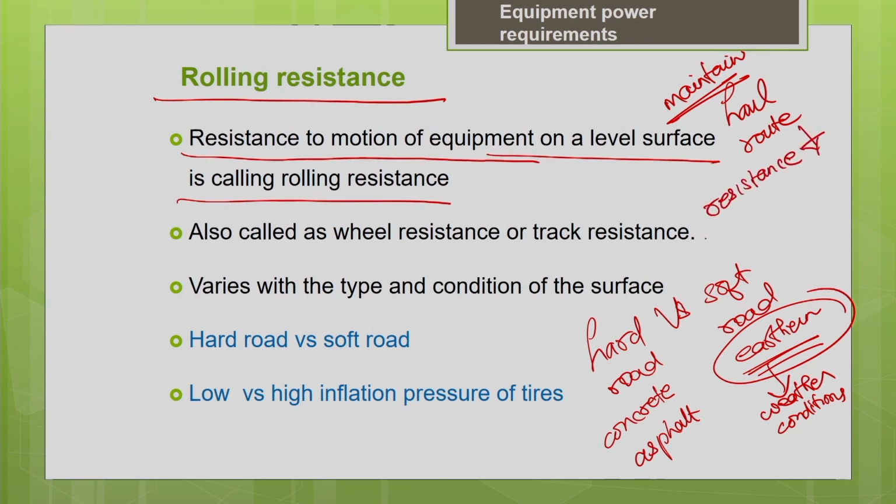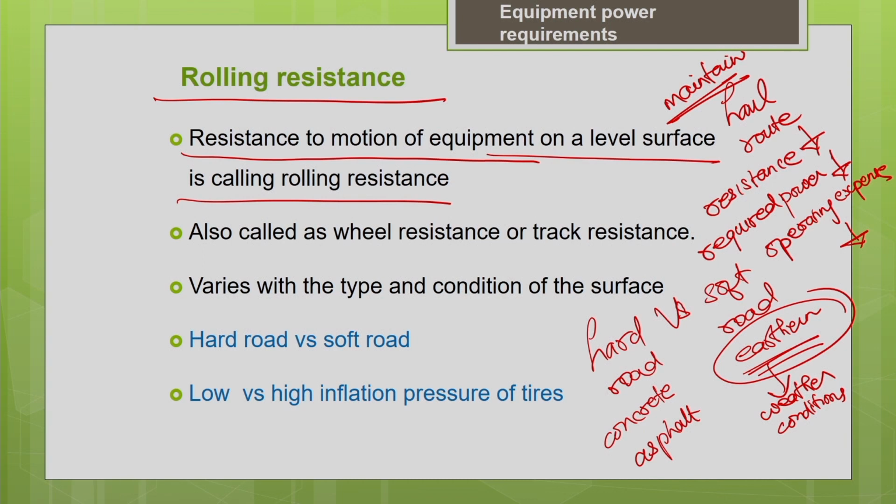If the resistance is less, your required power to overcome the resistance will be less. If the required power is less, your operating expense will be less. That is why it is always economical to maintain the haul route. So, if you maintain the haul route well, the required power to overcome this resistance and keep the machine moving will be less, and so your associated operating expenses and the cost associated with the machine will be less.